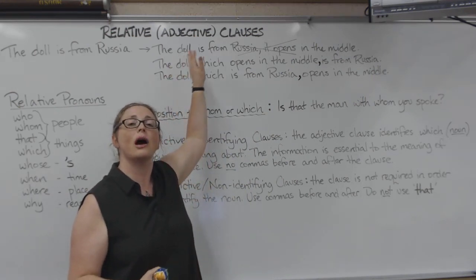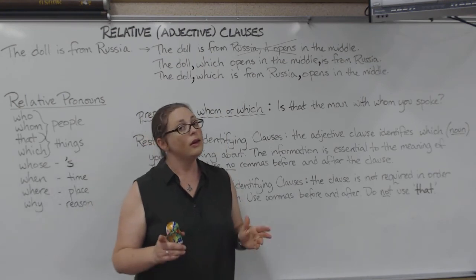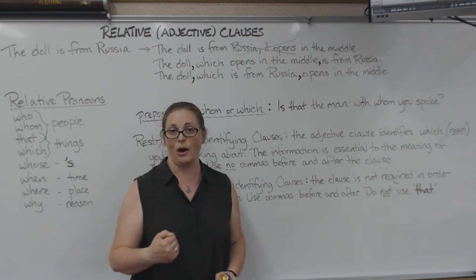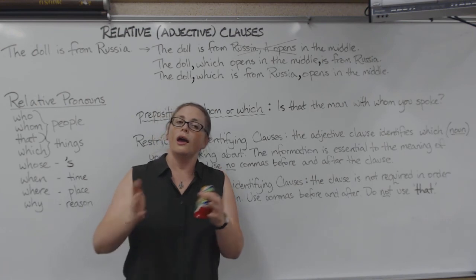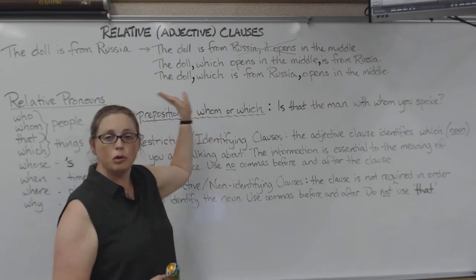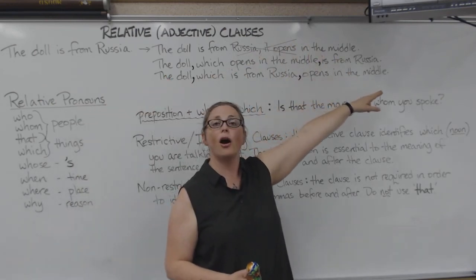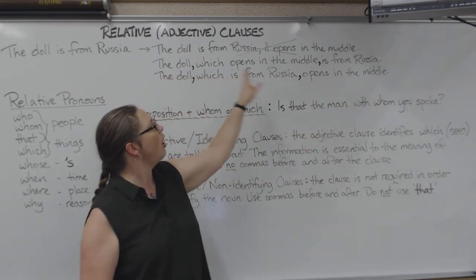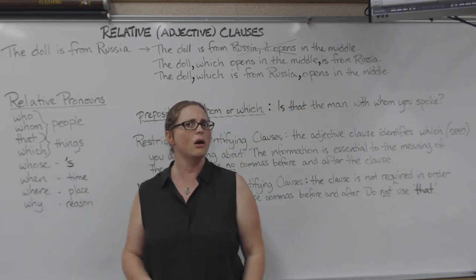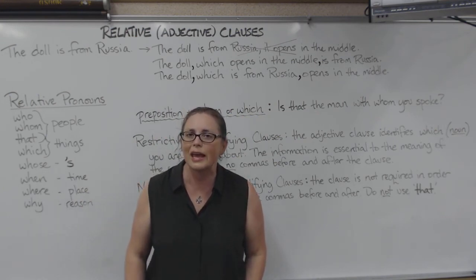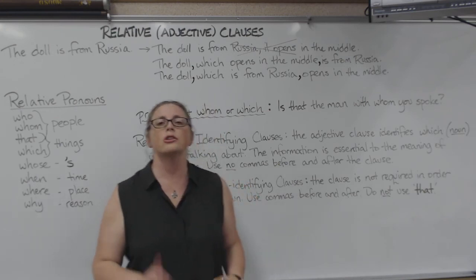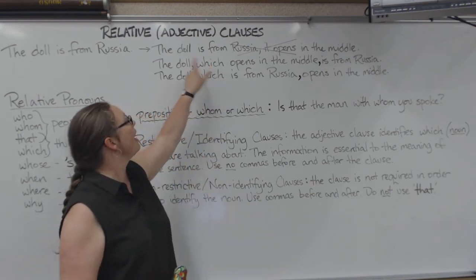And in fact, they need to come directly after the noun. Now, you might remember that most adjectives in English come directly before a noun. Adjective clauses are the opposite. They come directly after the noun. But you do not want the adjective clause to come far away from the noun. You can't say the doll is from Russia, which opens in the middle. That would be a terrible sentence because you are now saying that Russia opens in the middle. And I don't think that's true. So you need to have the adjective clause next to the noun.